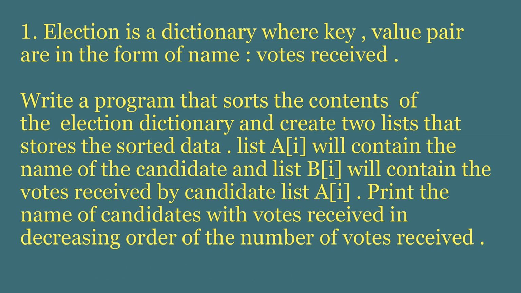Now let's begin with the first question where election is a dictionary with key value pairs in the form of name and votes received. Write a program that sorts the contents of the election dictionary and creates two lists that store the sorted data. List A of i will contain the name of the candidate and list B will contain the votes received by the candidate in list A of i. Print the name of the candidate with votes received in decreasing order of the number of votes received. Okay, that means we have to just sort the elements according to the decreasing order of the number of votes received. So now let's see how to do this.